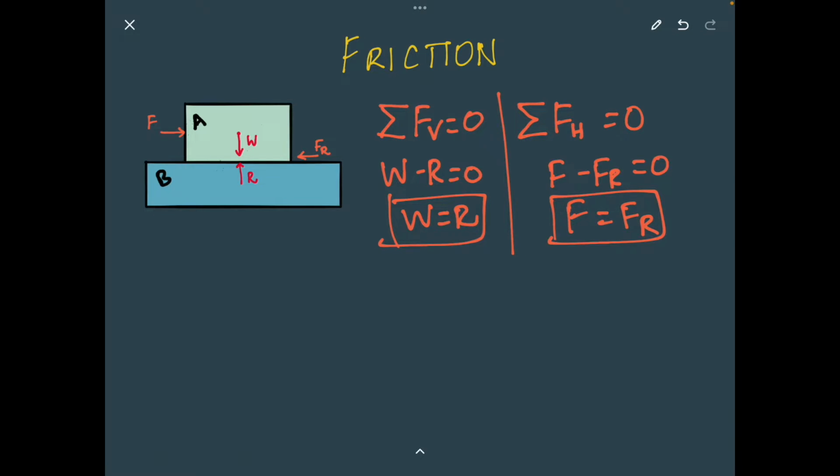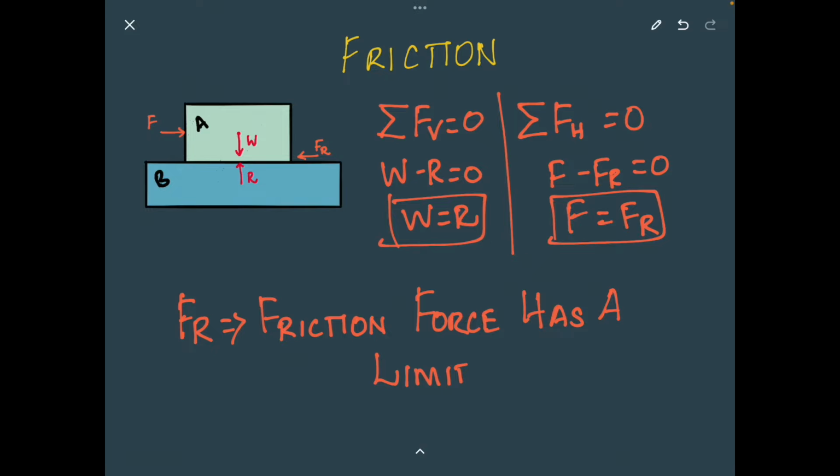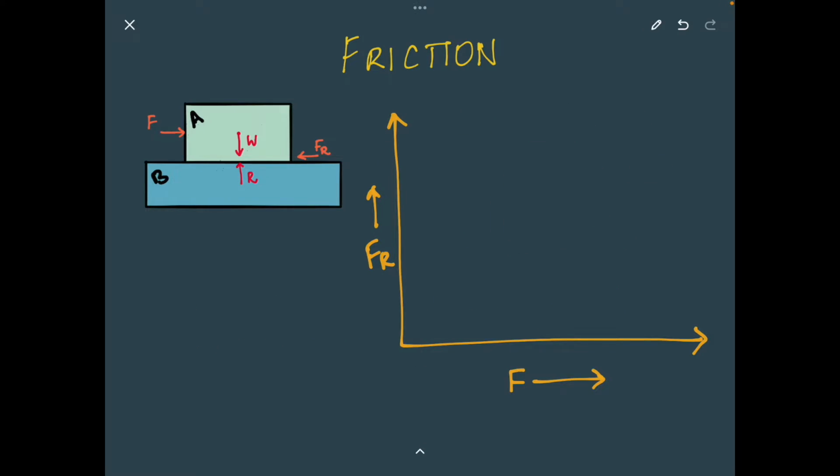So an important consideration that has to be kept in mind is that the friction force which is developed on the contact surface has a limit. It cannot go as high as the applied force. To represent this in a better way, let's draw a graph between the applied force and the friction force, with applied force on the x-axis and friction force on the y-axis.